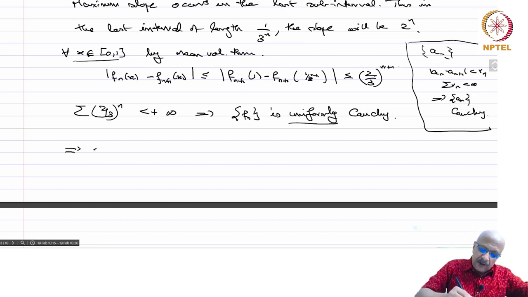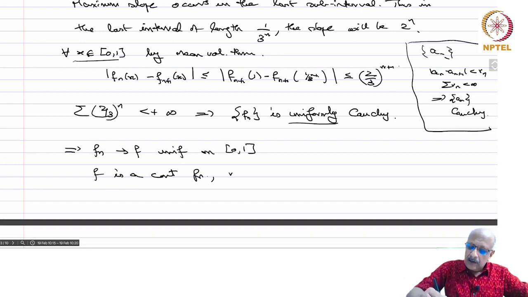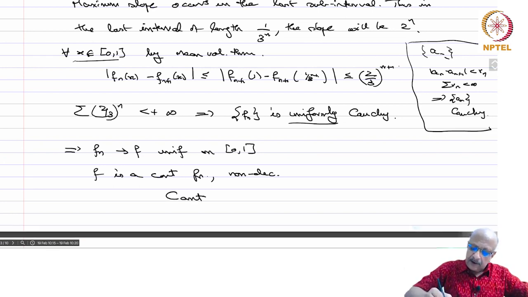That means that fn converges to f uniformly on [0,1], and f is continuous, because it's a uniform limit of continuous functions. f is a continuous function and it is also non-decreasing, and this function is called the Cantor function.